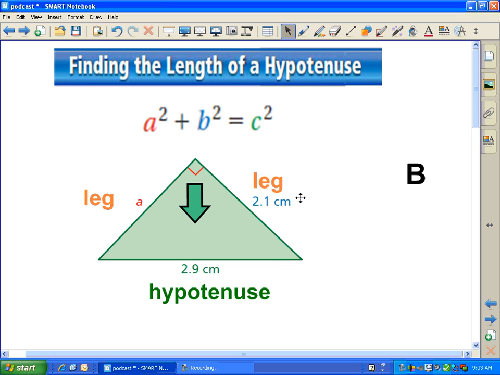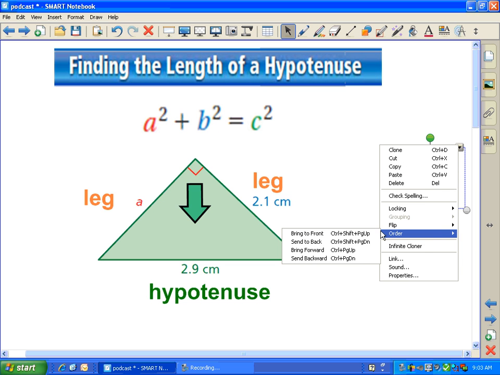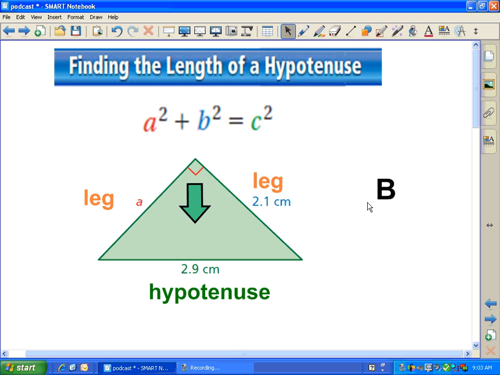This has to be a leg. This is A. I'm going to call the other one B. If you want to, you can use the commutative property here, and you could call this leg B, and this one leg A, it doesn't matter.